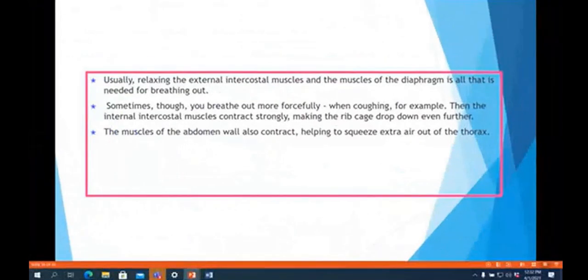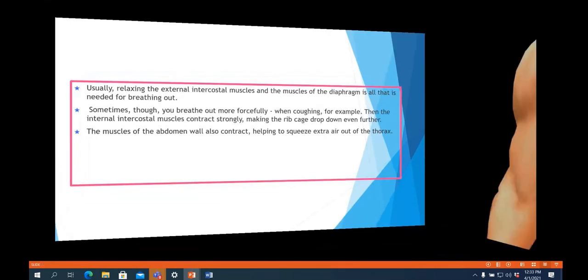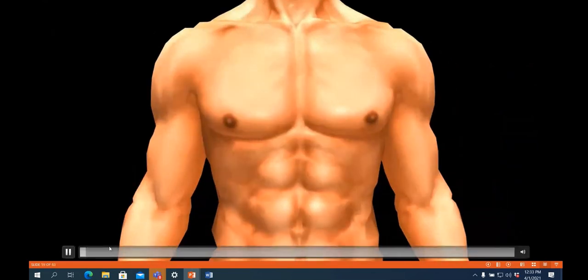Sometimes, though, you breathe out more forcefully, when coughing, for example. Then the internal intercostal muscles contract strongly, making the rib cage drop down even further. The muscles of the abdominal wall also contract, helping to squeeze extra air out of the thorax. These are exceptions, when you're coughing loudly or sneezing. There you bring out the air with force and the rib cage is dropped down further, but otherwise this is the normal mechanism which takes place. So let's watch this video now.